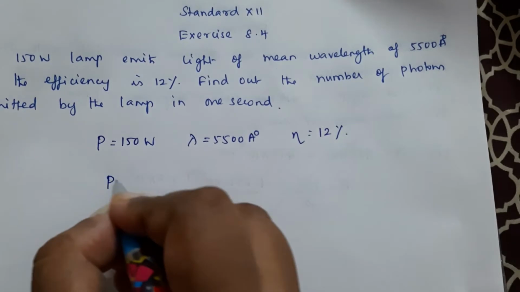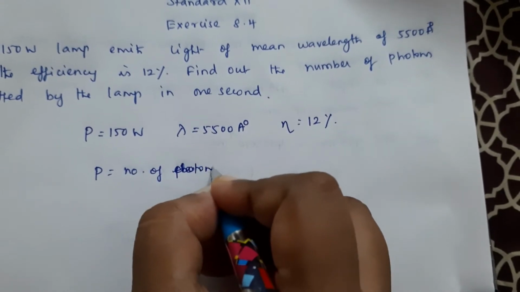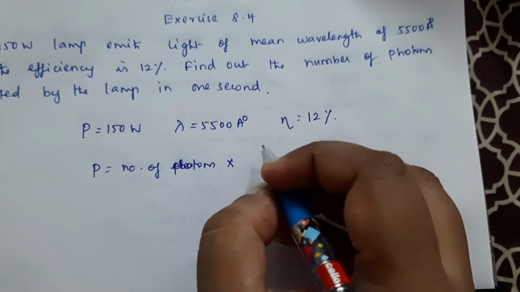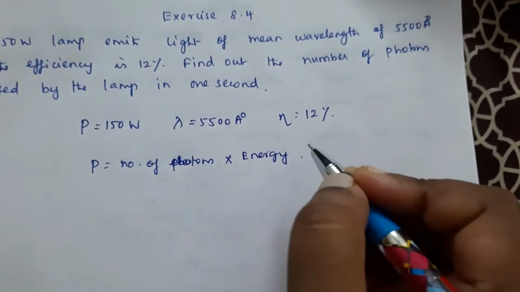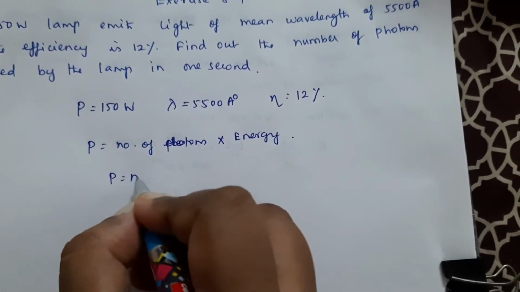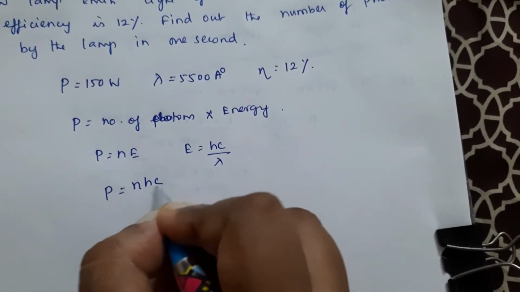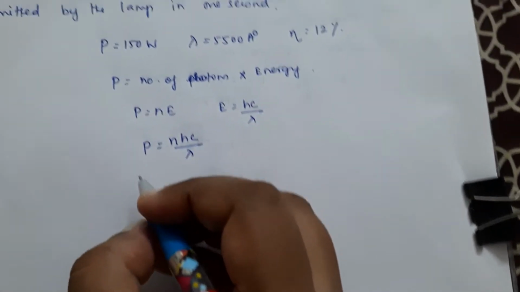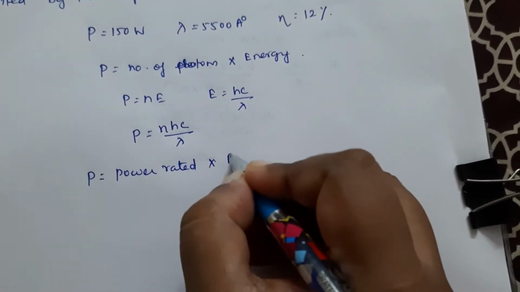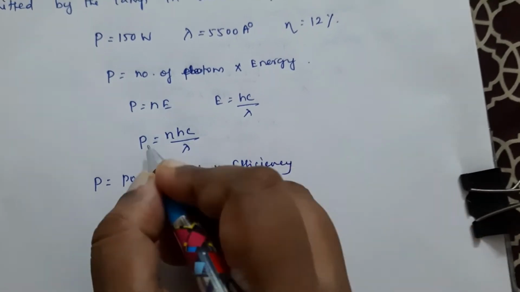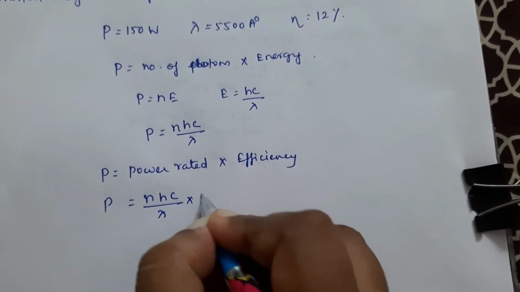We know power is equal to number of photons into energy. So we can write P is equal to N into E, but we know E is equal to hc by lambda. So P is equal to N hc by lambda. Now power is equal to rated power into efficiency. So this is the rated power. So it is N hc by lambda into eta.